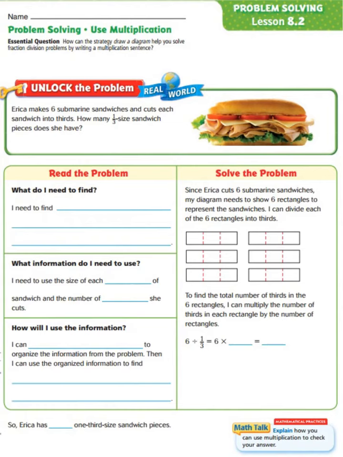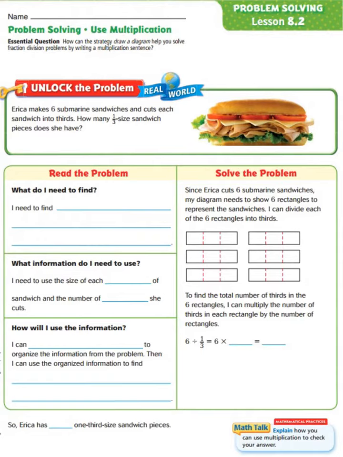Hi class! This evening we're going to be looking at lesson 8.2, Problem Solving Use Multiplication. So let's begin by taking a look at our essential question, how can the strategy draw a diagram help you solve fraction division problems by writing a multiplication sentence?